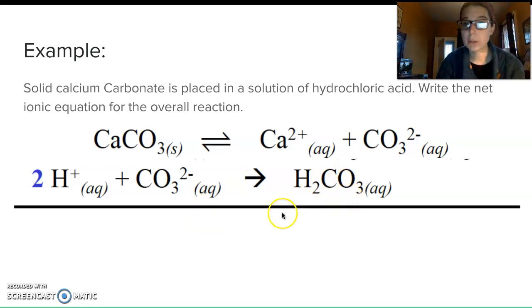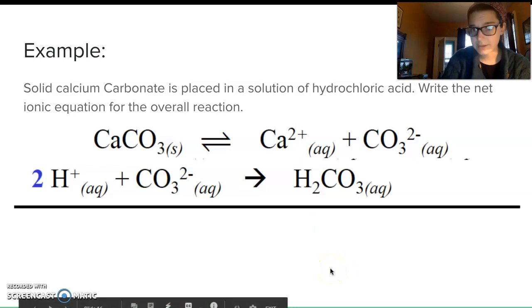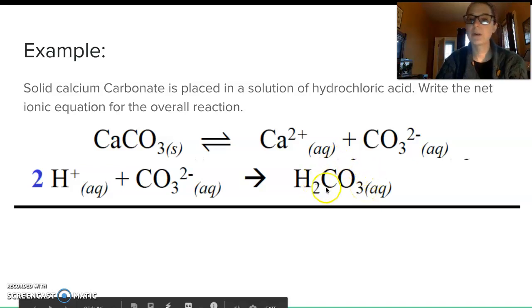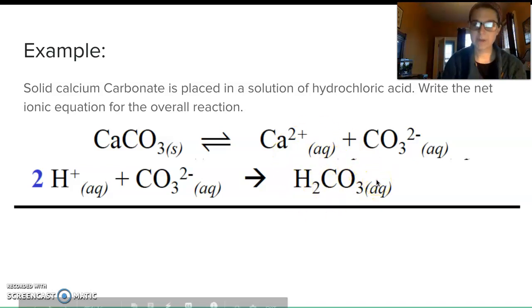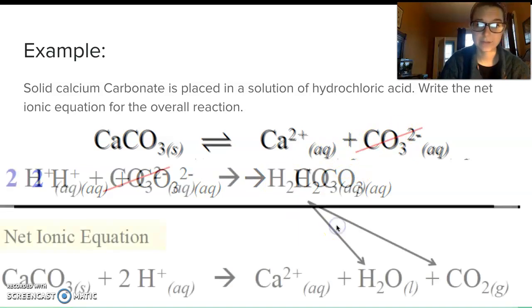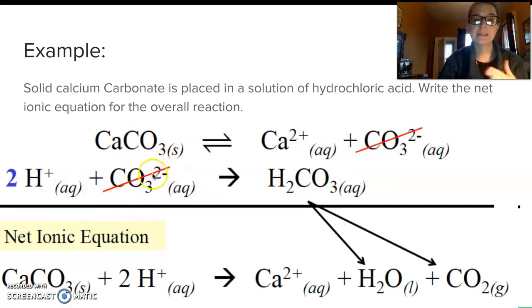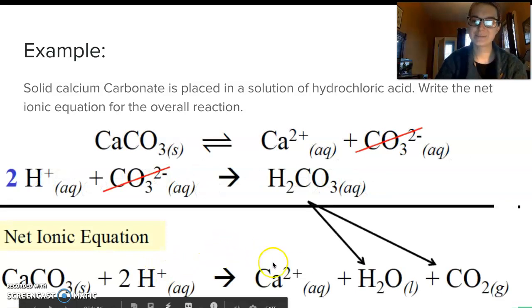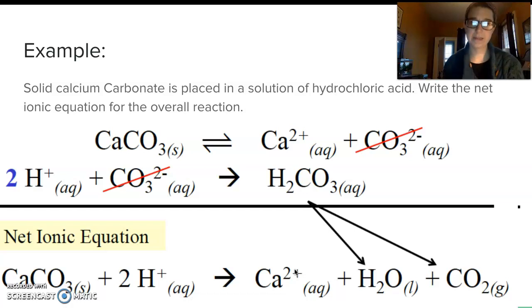So you could write that equation if you want, or you can just remember in the overall net ionic equation to write that instead of H2CO3 aqueous, okay? But whenever you see H2CO3, remember it's going to break up into water and carbon dioxide. So when we add these two equations together, the CO3 2- ions cancel out, and we end up with CaCO3 solid plus 2H+, yielding Ca2+, H2O, and CO2. And again, that H2O and CO2 came from the carbonic acid.